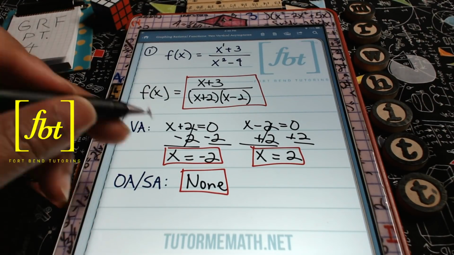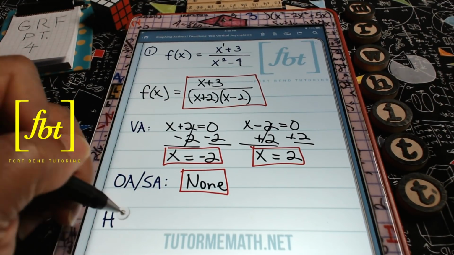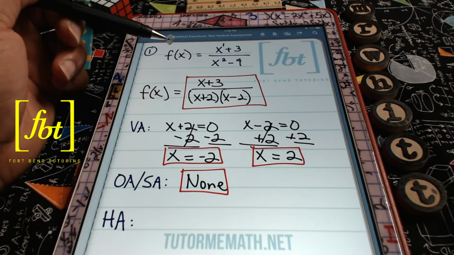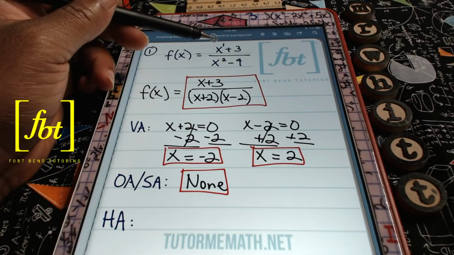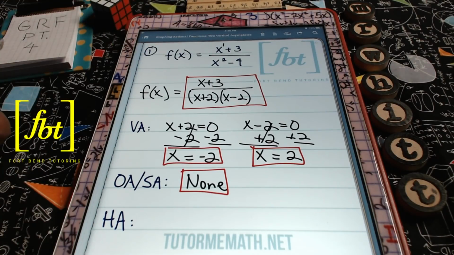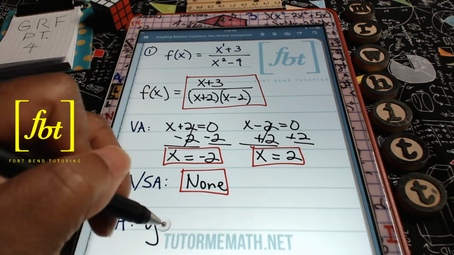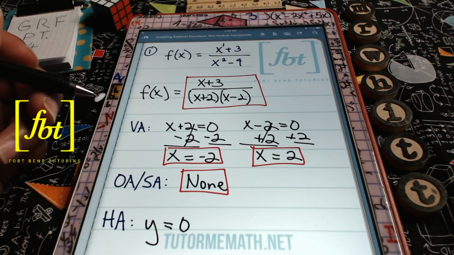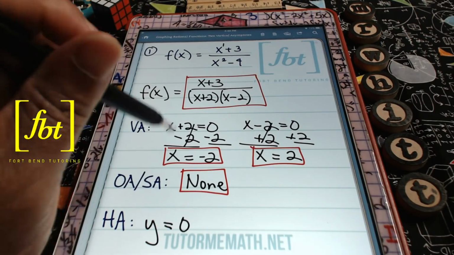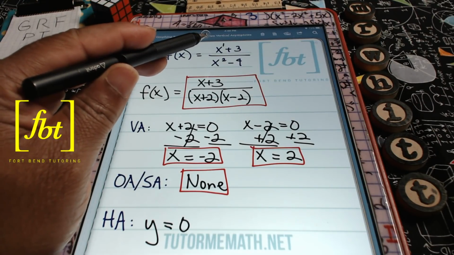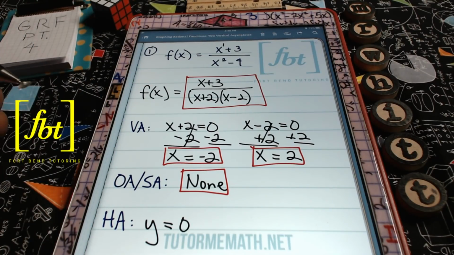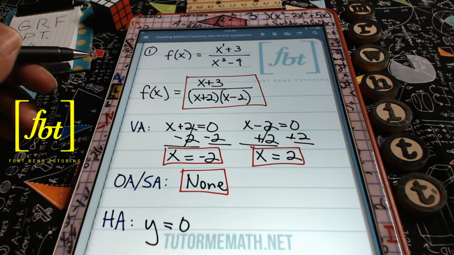While we're at it, let's go ahead and identify the horizontal asymptote. When we're dealing with our horizontal asymptote here, because the degree of the numerator is less than the degree of the denominator, that means our horizontal asymptote is going to be y equals 0. So now we have the horizontal asymptote. And once again, it's going to be y equals 0 because anytime the degree of the numerator is less than that of the degree of the denominator, the horizontal asymptote will always be y equals 0. So red box it.